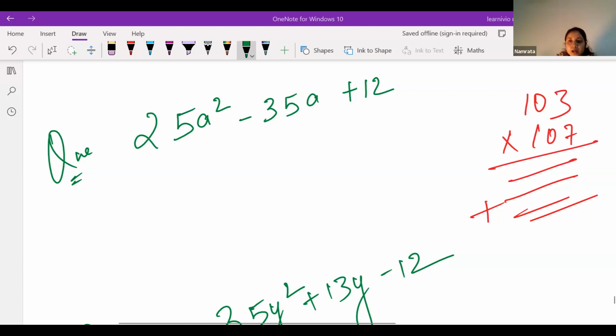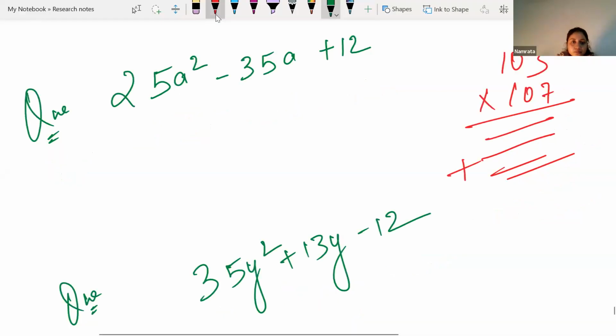Okay. Let's see how to do this one. So if we are having 25a square minus 35a plus 12, and we have to factorize this, this is a quadratic expression. You must know it is an expression, because this is not an equation. Equation means an equality sign will be there, with a left hand side and a right hand side. Here we don't have that. So this is the quadratic expression.